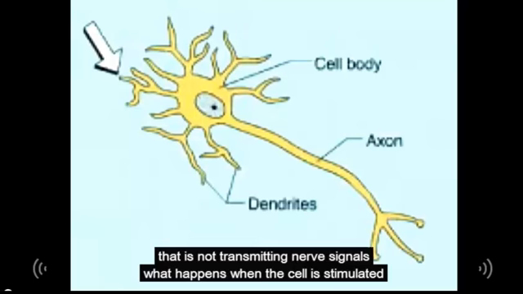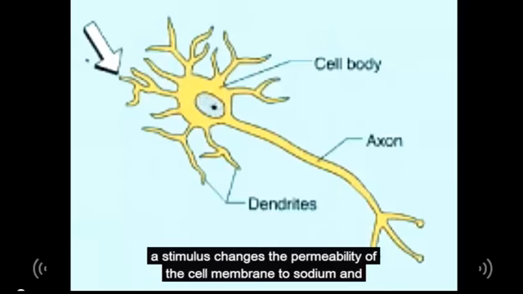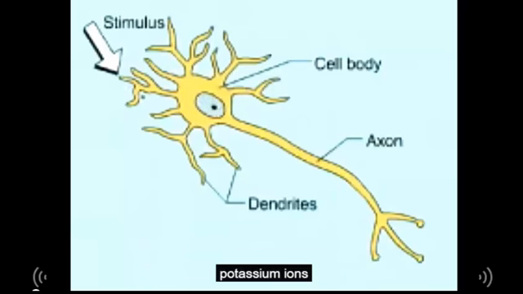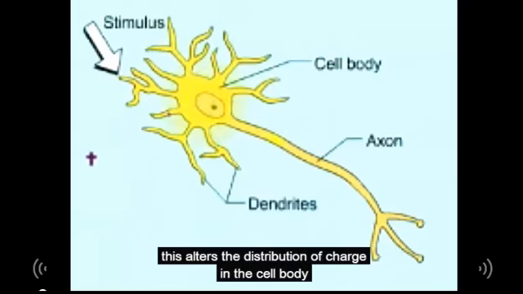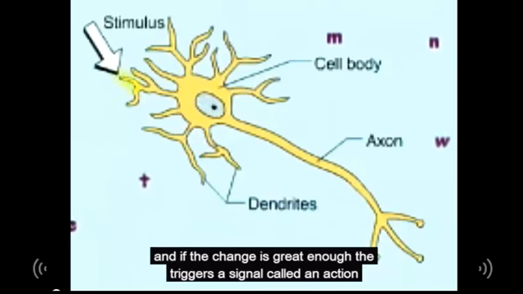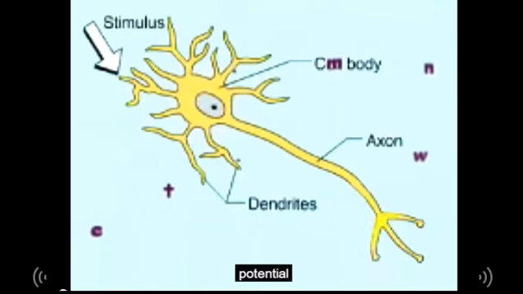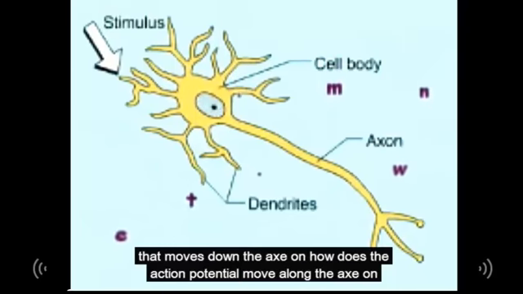That is not transmitting nerve signals. What happens when the cell is stimulated? A stimulus changes the permeability of the cell membrane to sodium and potassium ions. This alters the distribution of charge in the cell body, and if the change is great enough, it triggers a signal, called an action potential, that moves down the axon.